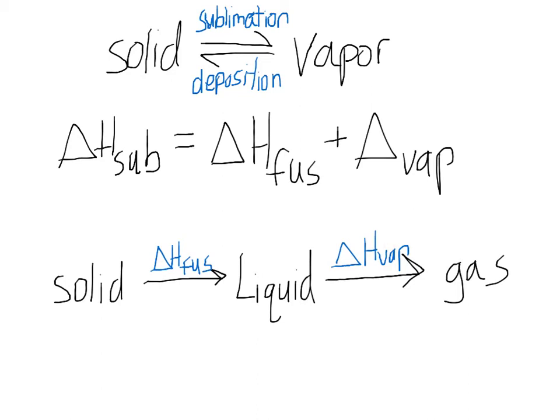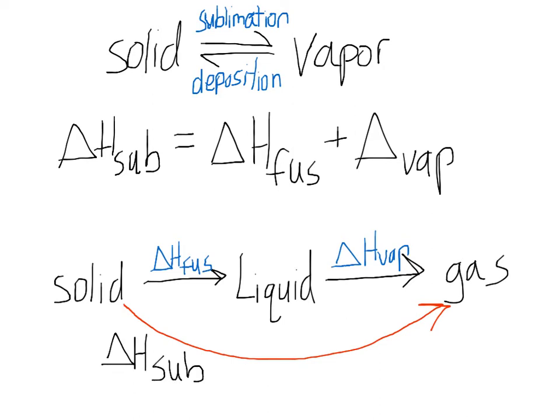But if we were to sublime it, we would go directly from the solid all the way to the gas. So if we were going to go from the solid to the gas, we basically have to take the same path as this, so we're going to have to use the same amount of energy as the enthalpy of fusion and the enthalpy of vaporization, because that is equal to the enthalpy of sublimation. So that's how the enthalpy of sublimation is equal to the enthalpy of fusion plus the enthalpy of vaporization.